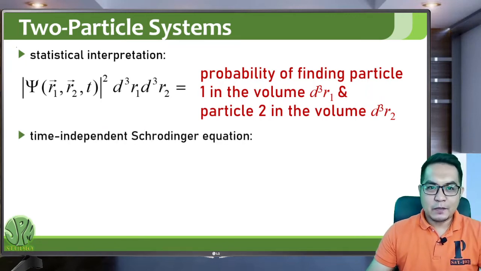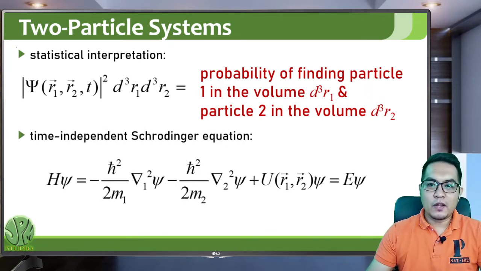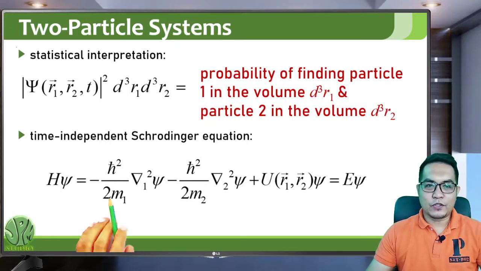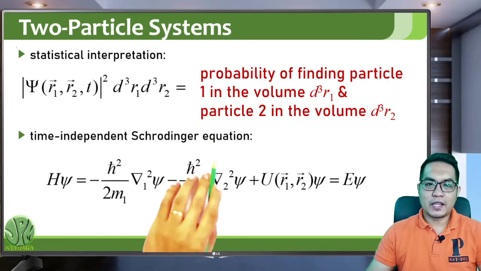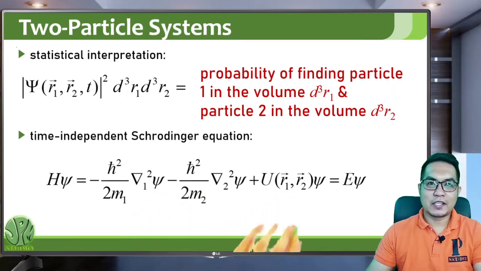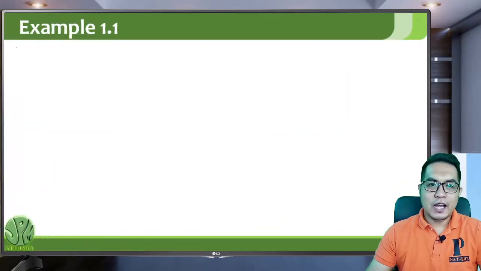Our time-independent Schrödinger equation will now look like this. This is the kinetic energy for particle 1, kinetic energy for particle 2, and the potential energy of the system. So let's now have an example. Example 1 actually has 3 sub-problems. So this is example 1.1.